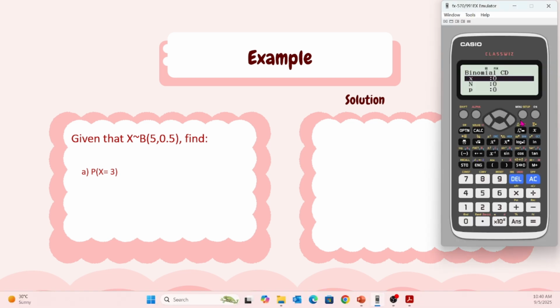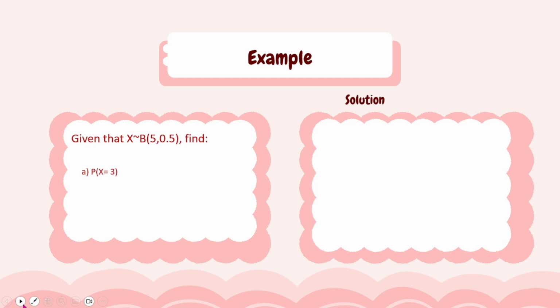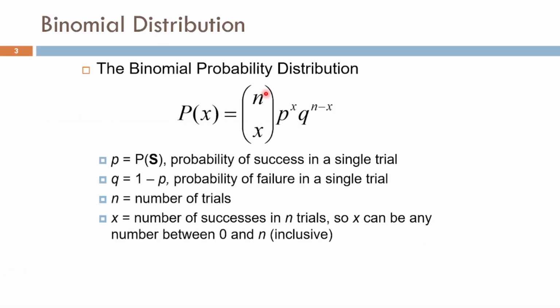So for X equal to 3, we use Menu 7, binomial PD, number 4. Variable X is 3, then N is 5, P is 0.5. Then you get the answer 0.3125.